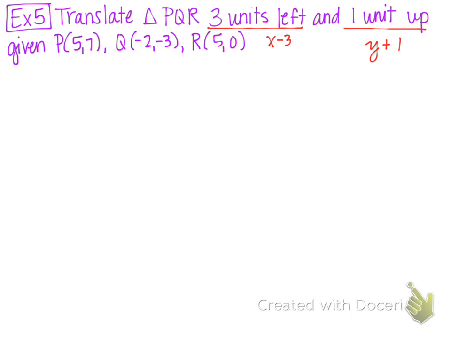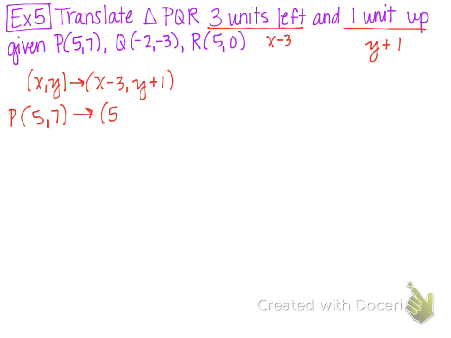So I'm going to write my translation statement. (x, y) turns into (x minus 3, y plus 1). Now we're going to do like we did before, except this time we're going to add and subtract things to our P's and Q's and R's. So P is at (5, 7). We're going to take 5, subtract 3 from it, and 7, add 1 to it. And that's going to give us our P prime. So 5 minus 3 is 2. 7 plus 1 is 8.